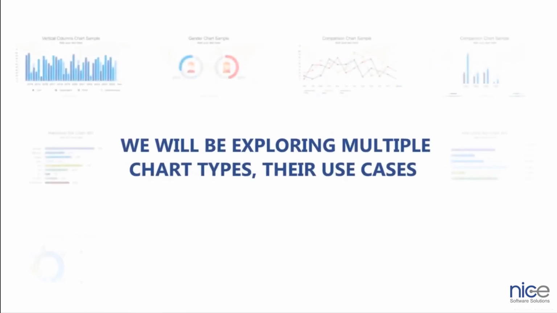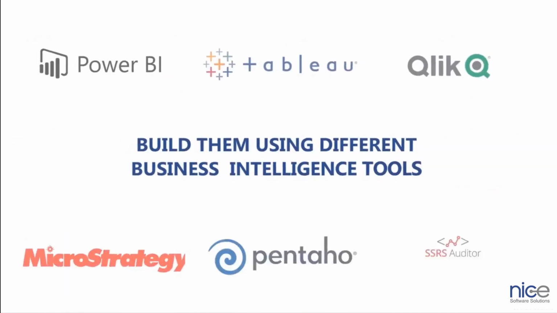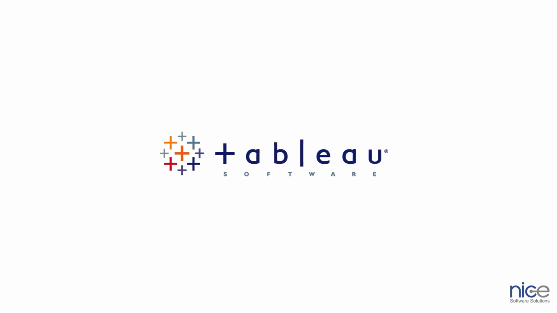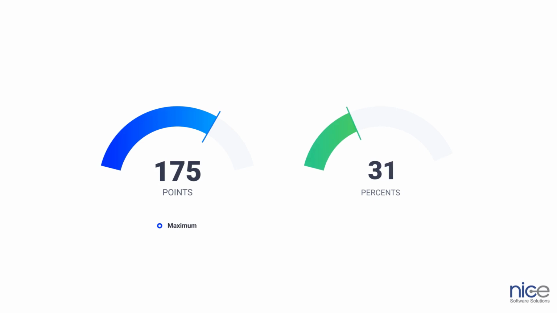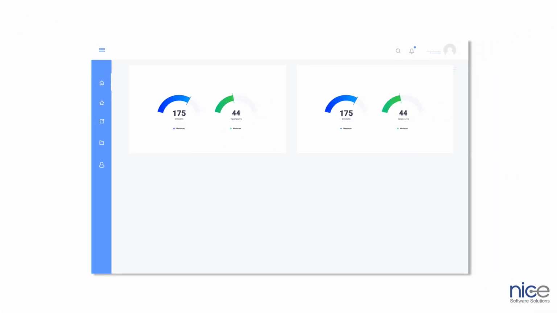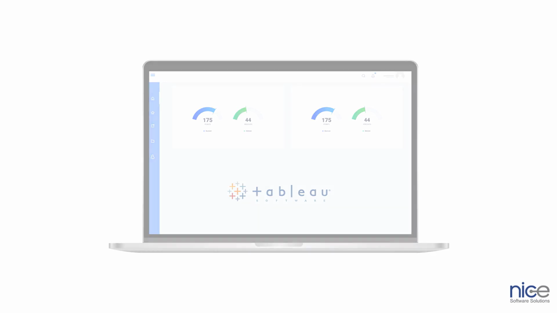In this series, we will be exploring multiple chart types, their use cases, and build them using different business intelligence tools. In today's video, we will create a Gott chart using Tableau. A Gott chart's basic function is to display the maximum, the minimum, and the present value of the data which is being analyzed. This chart type is often used in executive dashboard reports to show key business indicators. Here we are to help you create a Gott chart in Tableau using a custom process.